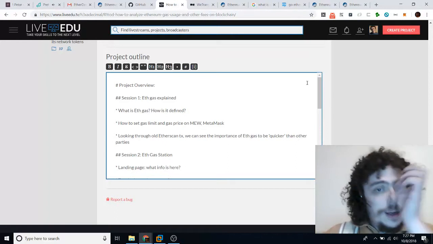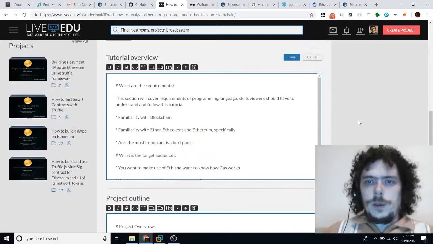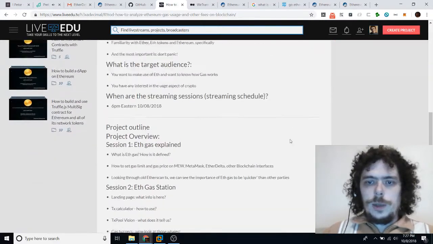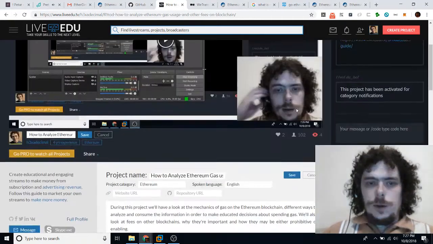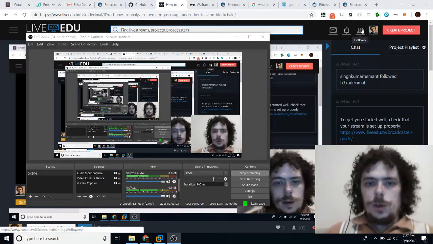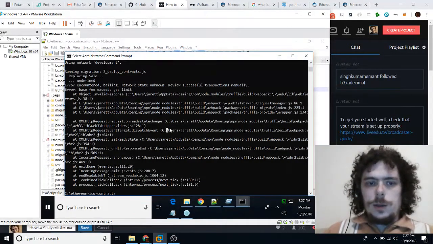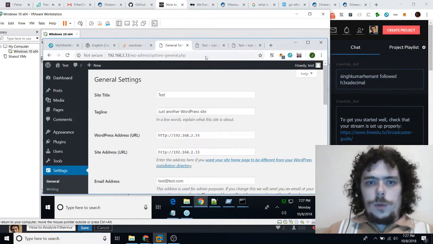So we're going to look at how to set the gas limit and gas price on MEW, MetaMask, EtherDelta, other blockchain interfaces. So again, all these interfaces are just different ways to interact with the blockchain. The blockchain exists separately from these interfaces. As MyEtherWallet tells you in detail when you go to visit their site, they don't control the blockchain. MetaMask tells you in detail when you go to use MetaMask that they don't control the blockchain. The blockchain exists on its own, and there's just different ways to access it.